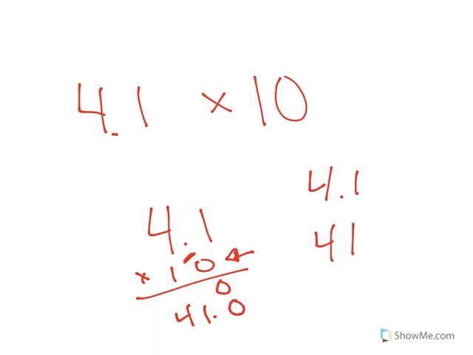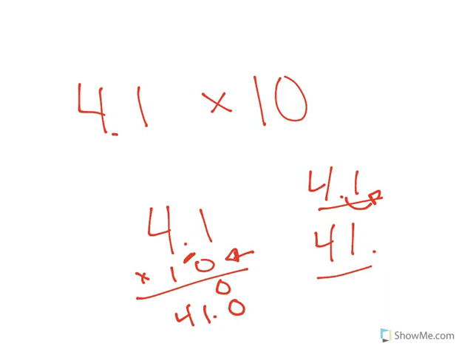And so the numbers don't change. The only thing that changes is where the decimal is. You see, since we multiplied by 10, all we did was move the decimal 1 to the right to get 41. And that's the important thing that you need to realize.